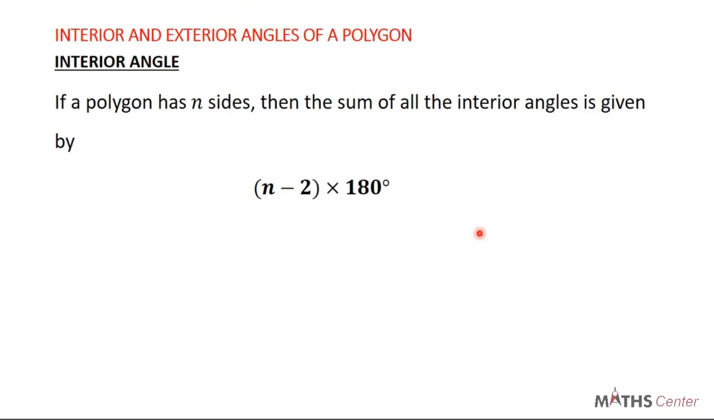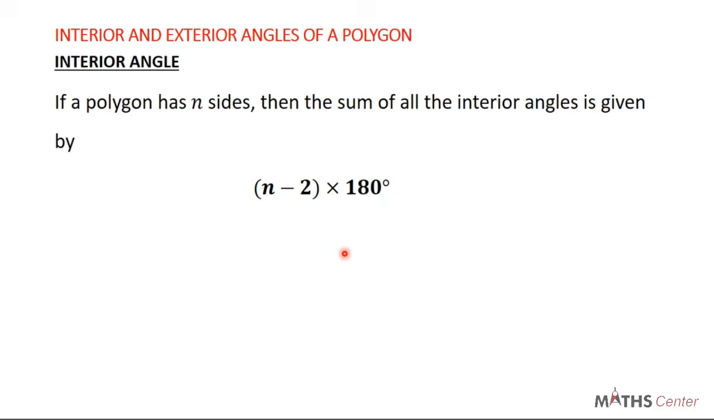Interior angles. So interior and exterior angles of a polygon. So we are going to first consider the interior angles. If a polygon has n sides, so we are representing the number of sides of the polygon with the letter n, then the sum of all the interior angles is given by (n minus 2) times 180 degrees. So if the polygon has n sides, then the sum of the interior angles in the polygon is given by (n minus 2) times 180 degrees, where n is the number of sides of the polygon.